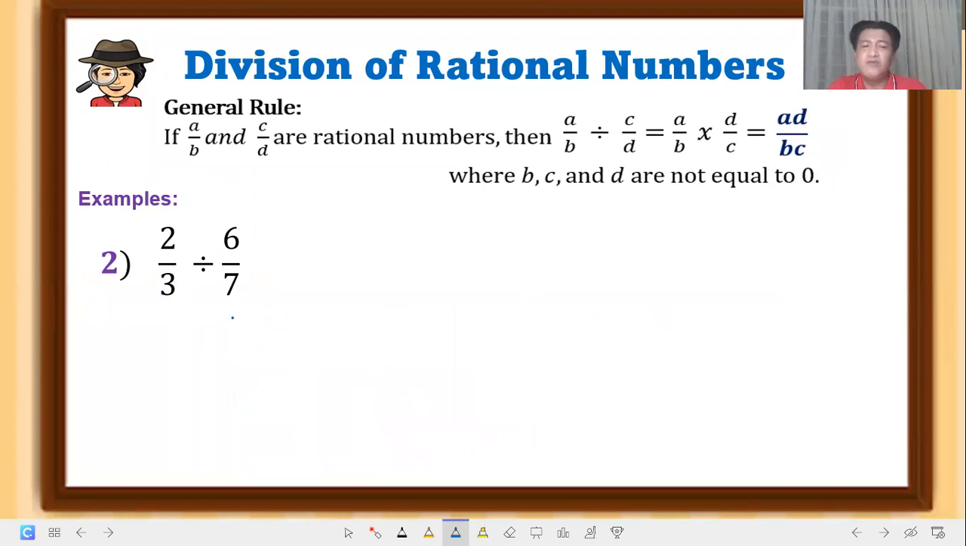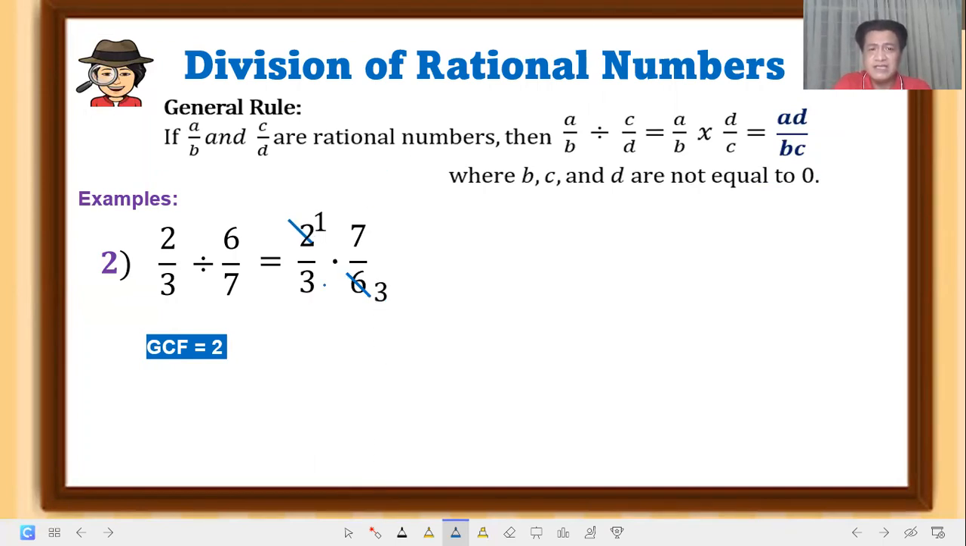2/3 divided by 6 over 7. Okay, remember, before we multiply, kailangan i-reciprocal natin yung kanyang divisor. Copy muna itong first number and reciprocal natin yung divisor and proceed natin sa multiplication. But before that, tignan muna natin, di ba? Meron ba common dito sa numerators dito, sa denominators? Yes, they are both divisible by 2, GCF. Kaya nga, 2 divided by 2, that will become 1. Dito naman, 6 divided by 2, that is 3.